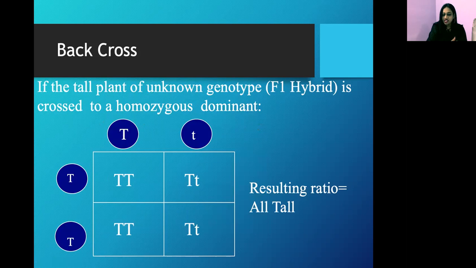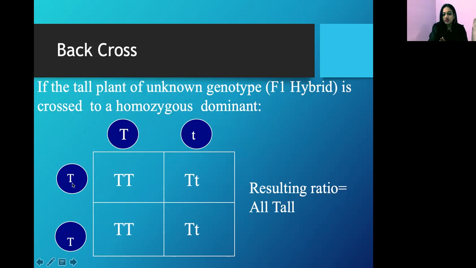Backcross, as its name indicates, takes an unknown genotype, that is the F1 hybrid. How do we produce the F1 hybrid? Again, go back to the monohybrid cross, where we cross a pure tall plant with a pure dwarf plant. Whatever we get in F1, all are hybrids because each one will have capital T small t, right? So we take that hybrid, that means we take an offspring and cross it with one of its parents. That's why we call it a backcross.